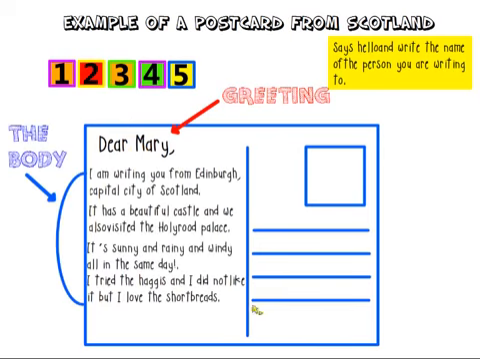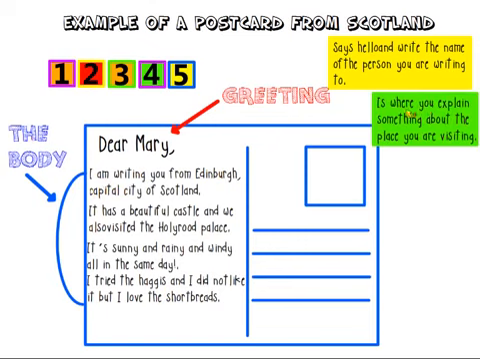Number 2. The body of the postcard, yes, is where you explain something about the place you were visiting. For example, I am writing to you from Edinburgh, capital city of Scotland. Okay, we are giving some information about Scotland. For example, that the capital city is Edinburgh. Yes, it has a beautiful castle, and we also visited the Holyrood Palace. So we know more things, that it has a castle and a palace called Holyrood. This is information, you're explaining something about the place.